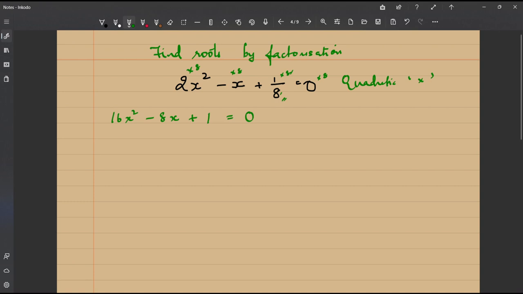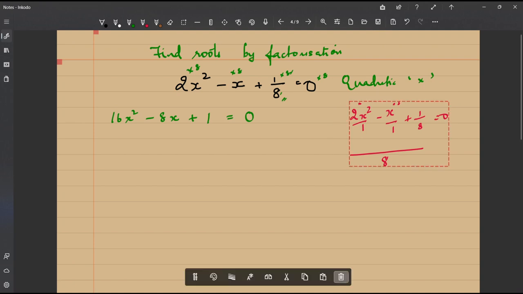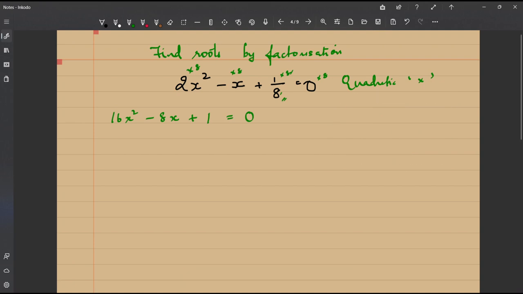If you are not very comfortable with the concept of multiplying by 8, we are not doing anything much. We are just finding the LCM of all these numbers, which happens to be 8, isn't it? 2 into 4 is 8, which is common to all of them. So you of course multiply every term by 8, because the denominator of the 0 is 1. So this is what we get. Multiplying every term by 8 is not affecting the equation in any way.